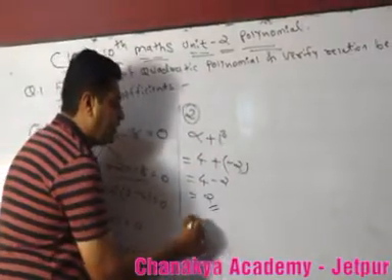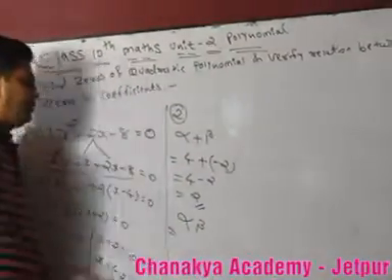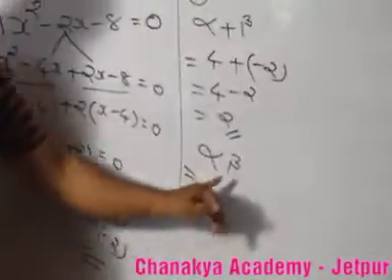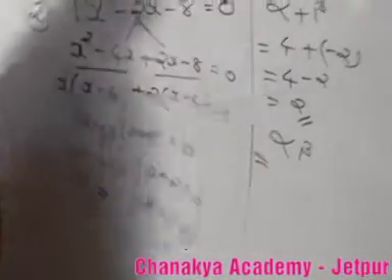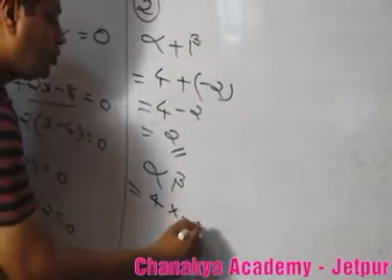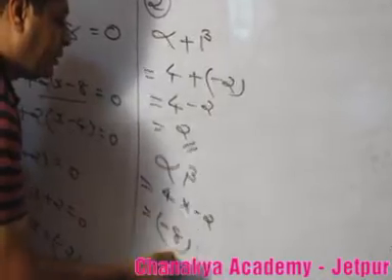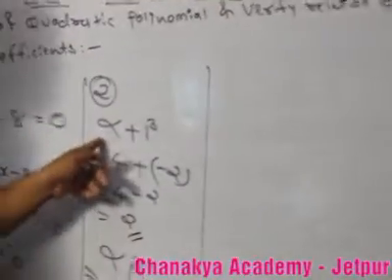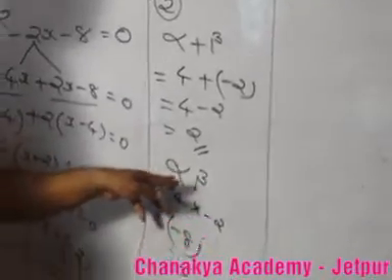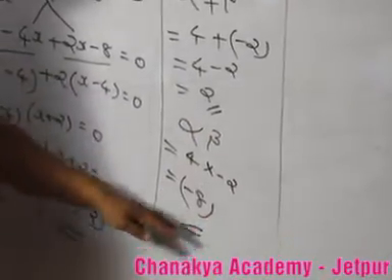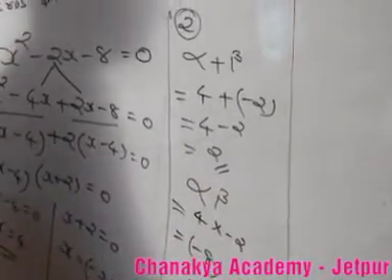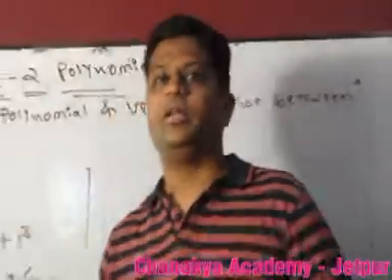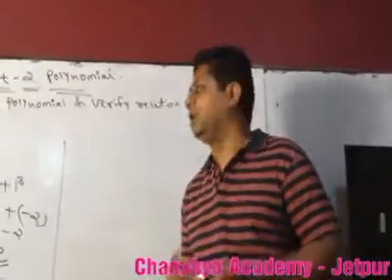Next, alpha beta, which is our product. Alpha means the first value which we have obtained for x, and beta is the second value which we have obtained for x. 4 into minus 2, finally we have arrived at minus 8. This alpha plus beta is the sum, and this alpha beta is the product. We have obtained these values manually. Now we are moving to find the sum and product using the formula.